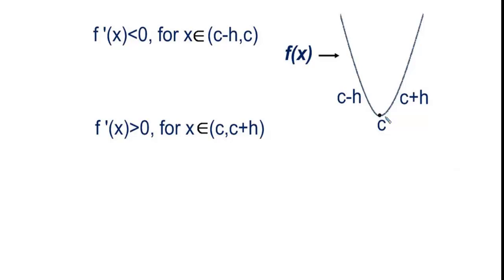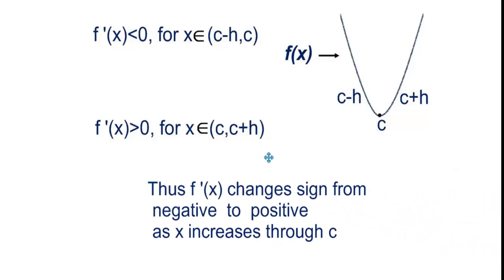Therefore, since f(x) is decreasing in the left neighborhood of c, that is, in the interval c minus h to c, we say that f dash x is less than 0. And in the right neighborhood of c, that is, in the interval (c, c plus h), we can say that f dash x is greater than 0 since f of x is increasing. Hence, we conclude that f dash x changes sign from negative to positive as x increases through c.